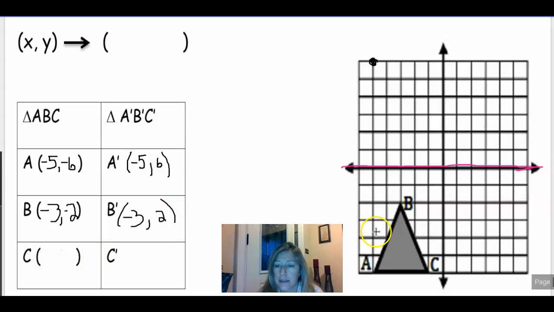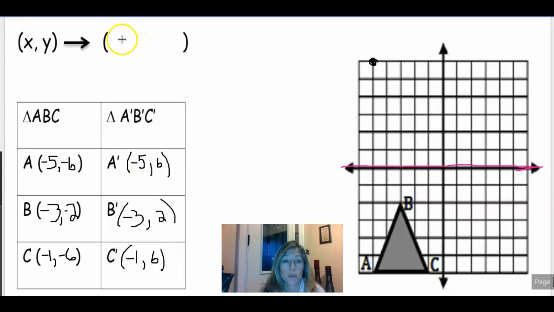And C is over 1, down 6. So I'm -1, -6. And if this is the same distance away from the x-axis, the x doesn't change, but the y does, and that's positive. So as you are looking at these, notice what changes. The x value stays the same, but the y value becomes positive. So what we're going to do is we're going to write our rule as x, comma, -y.